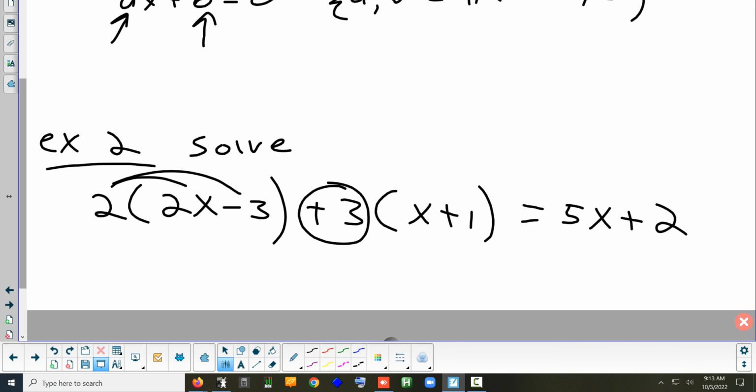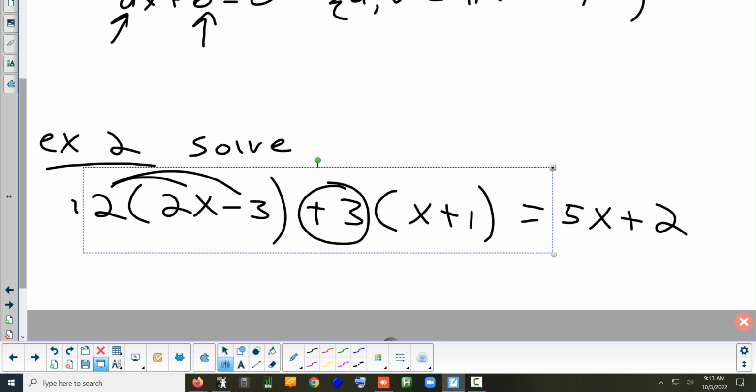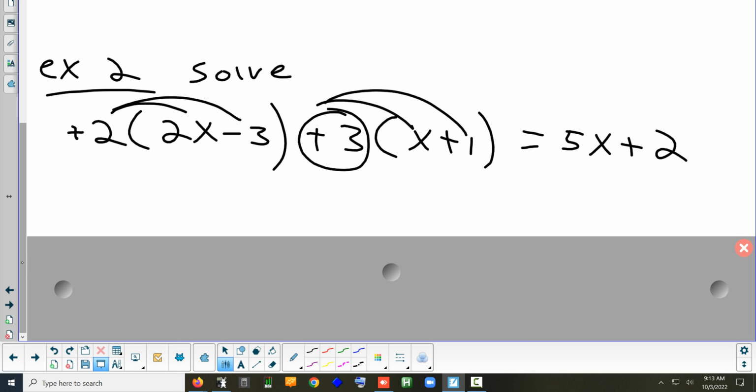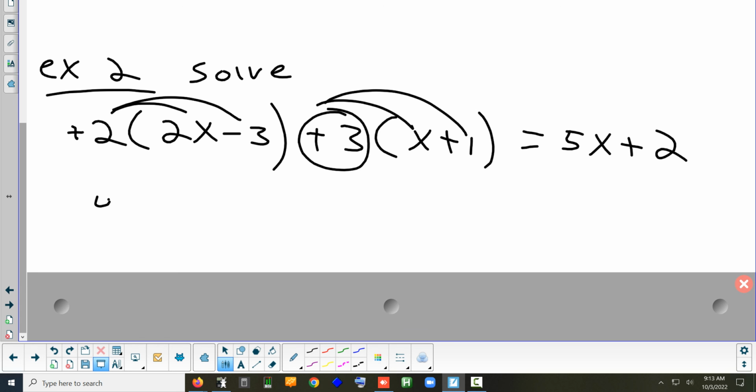And remember, this time it is a positive number, but if this was a negative 3 right here, you would be distributing negative 3. So you always distribute the sign to the left of the number. This technically has a plus 2 if you want to think of it that way. This is a positive 2 being distributed, and that's a positive 3. All right, so let's do that. So we get 4x minus 6.